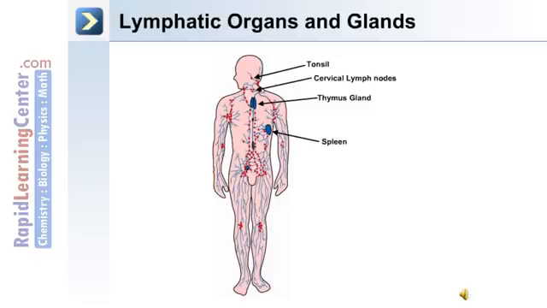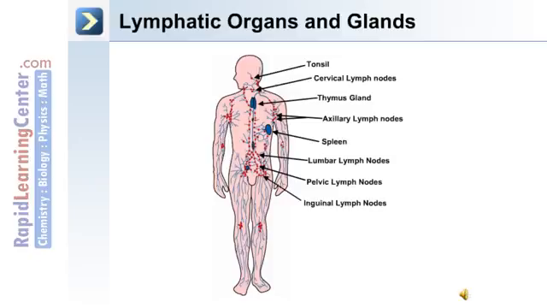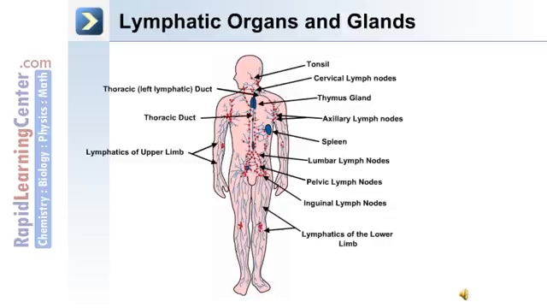There are collections of lymph nodes or groups throughout the body: the cervical lymph nodes, axillary lymph nodes, lumbar lymph nodes, pelvic and inguinal lymph nodes. The lymphatic vessels travel through the body, including the upper and lower limbs. And the major ducts are the left lymphatic duct and the thoracic duct.